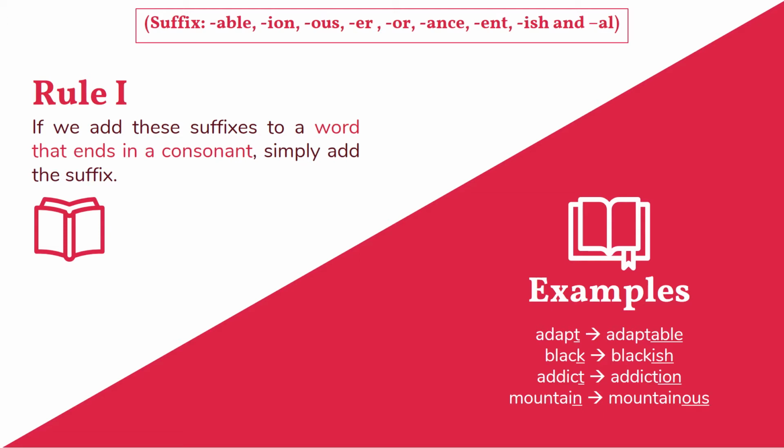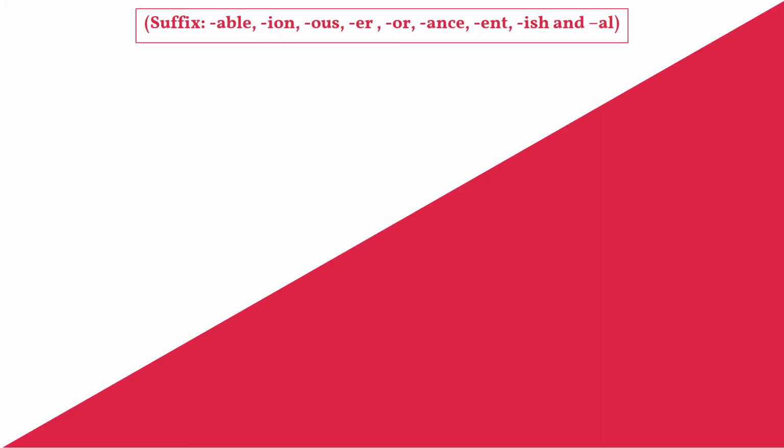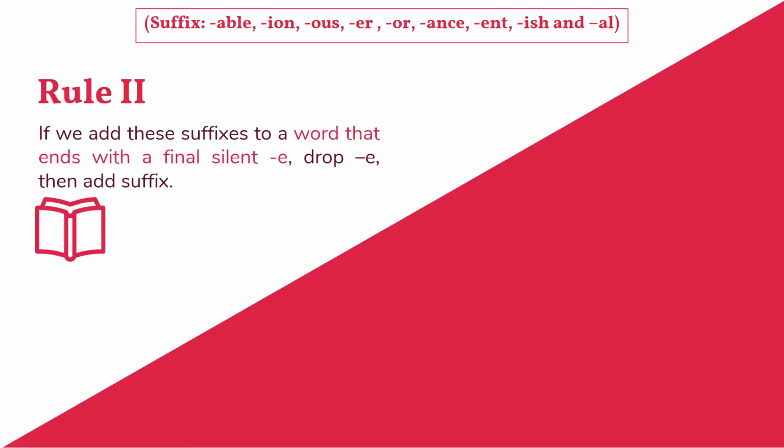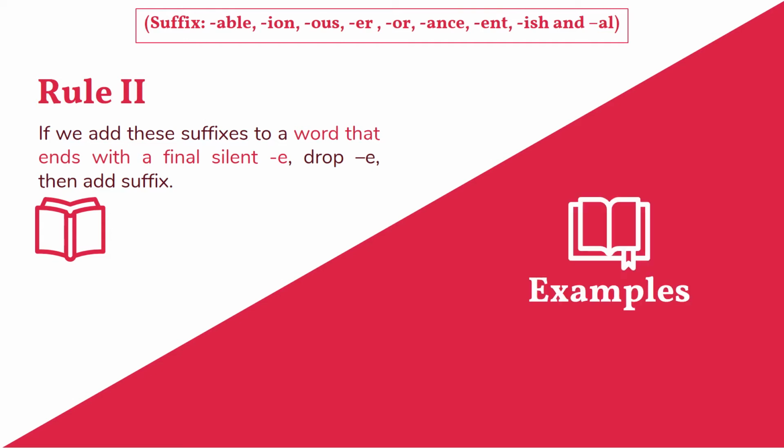Moving on to rule number 2. For the same set of suffixes, rule number 2 states that if we add these suffixes to a word that ends with a final silent E, then we drop E and add the suffix. Let's see the examples. Advise, advisable. So as you can see, the final E is silent, so hence that E is dropped and the suffix able is added. Let's see the next.